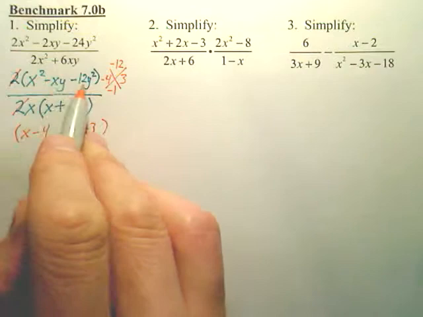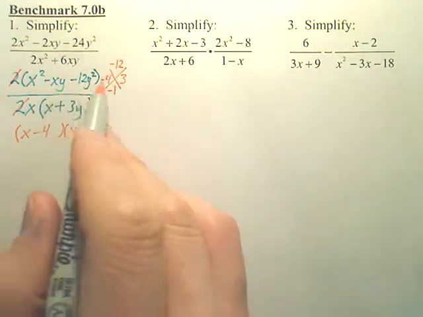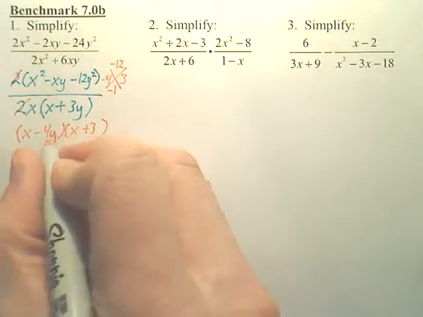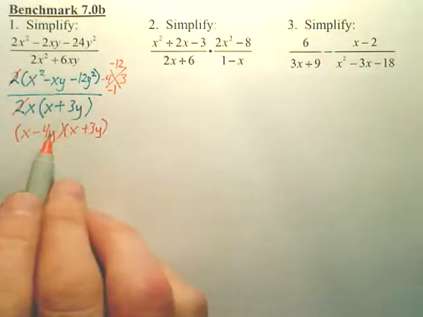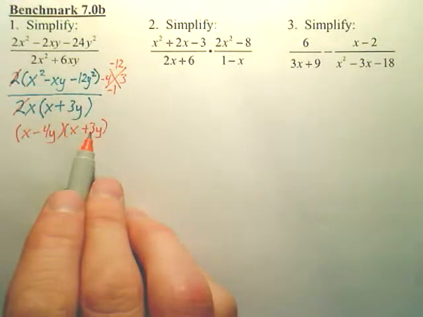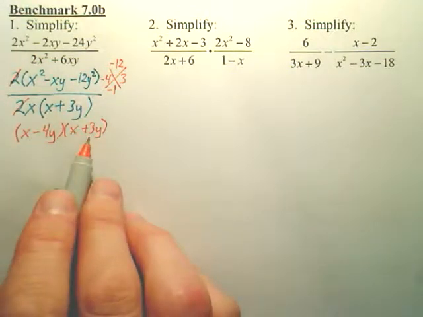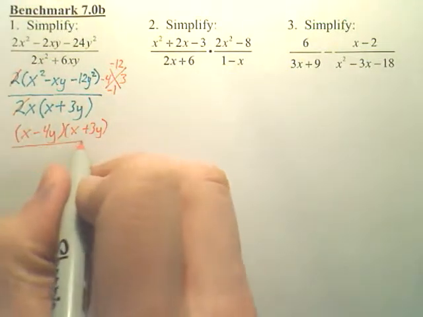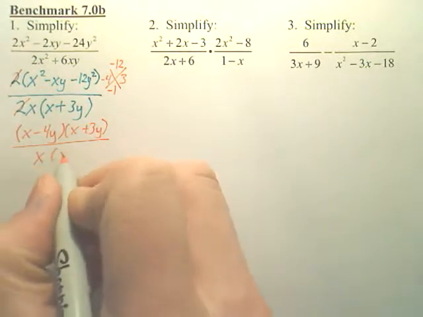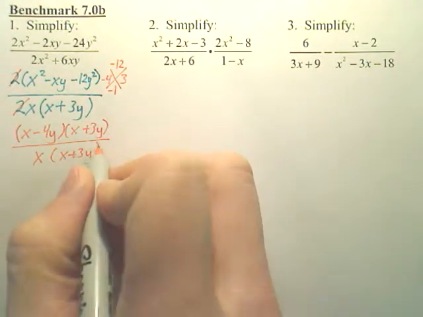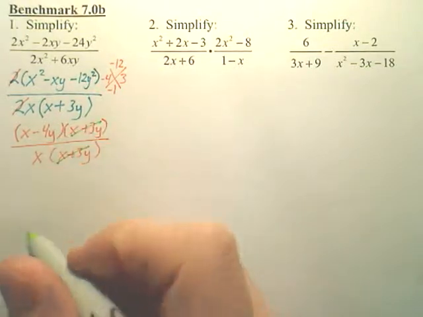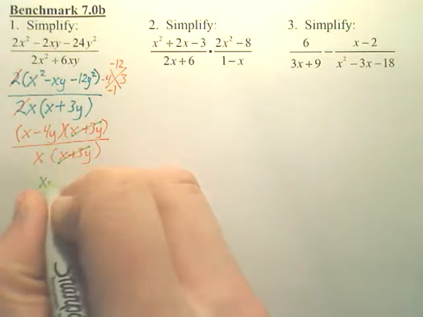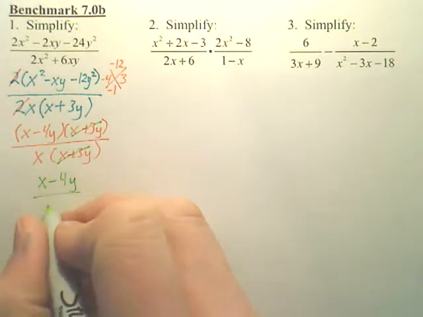But how do we get these y's? In order to get those y's, we need to put a y at the back. Again, in order for this to be the answer with a y here and a y squared there, this needs to be a negative 4y and a 3y. And the bottom, we have x and x plus 3y. Now, hopefully that helped you. Notice you can cancel now. These cancel, leaving you x minus 4y over x.